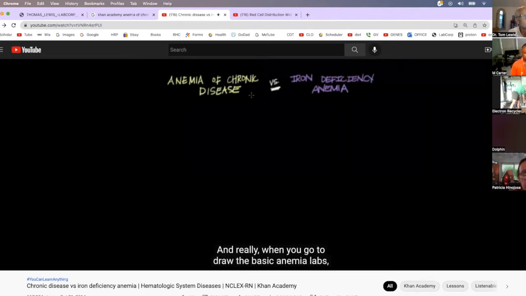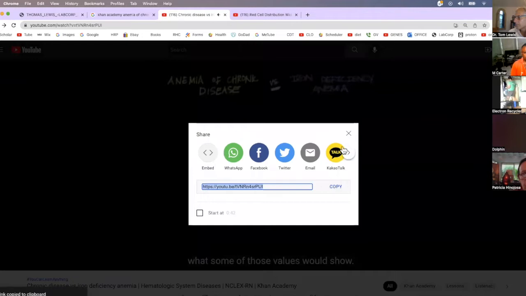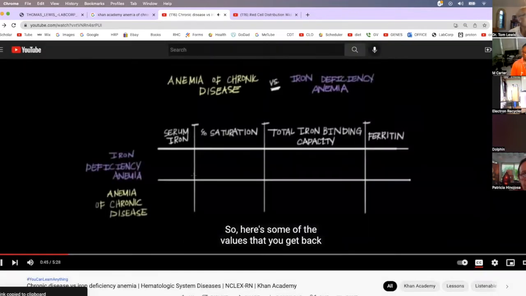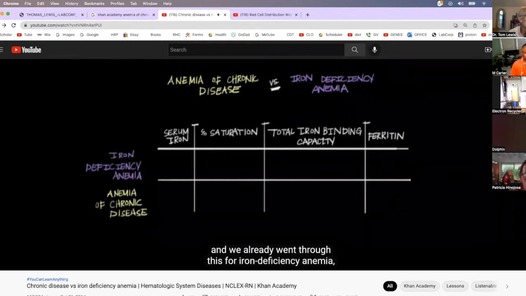And really, when you go to draw the basic anemia labs, take a look at what's going on in the blood, you'll see that both of them are microcytic anemias. So really, the only way to tell these two diseases apart is to draw iron studies. So let's take a look at what some of those values would show. So here are some of the values that you get back when you draw iron studies. And we already went through this for iron deficiency anemia, but let's just do it again for practice sake.